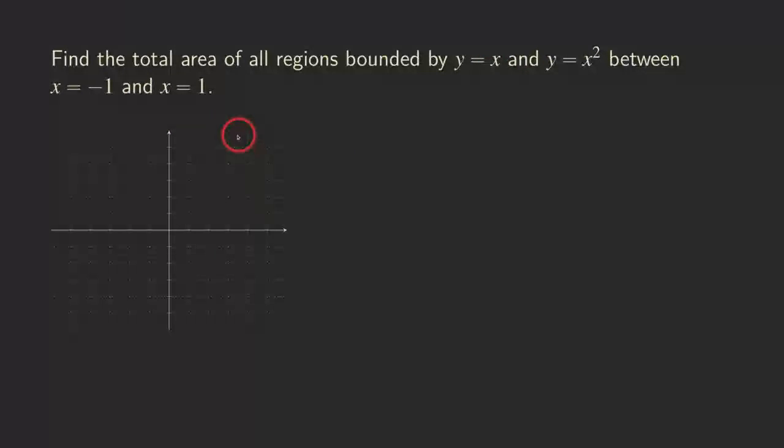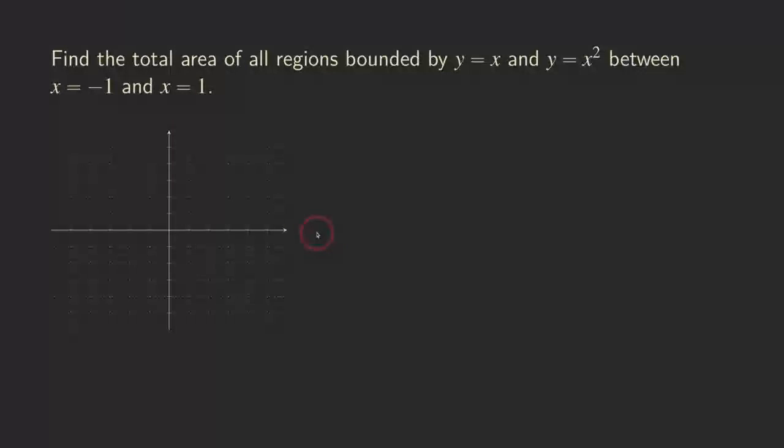So what happened is that when we are graphing y equals x and y equals x squared, we only need to graph them between -1 and 1, because once we go beyond those two vertical lines, the regions are going to be unbounded, so we don't need to worry about those portions of the graph.